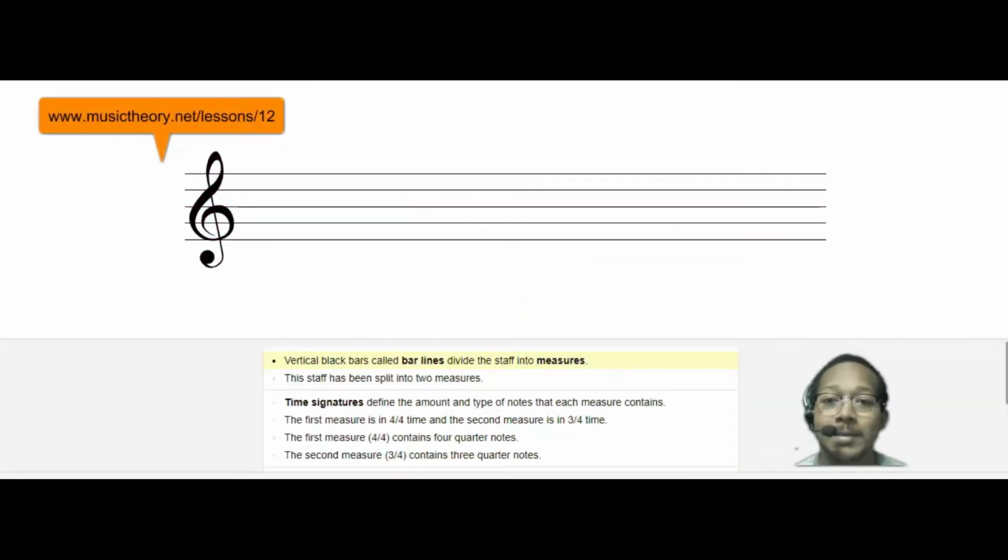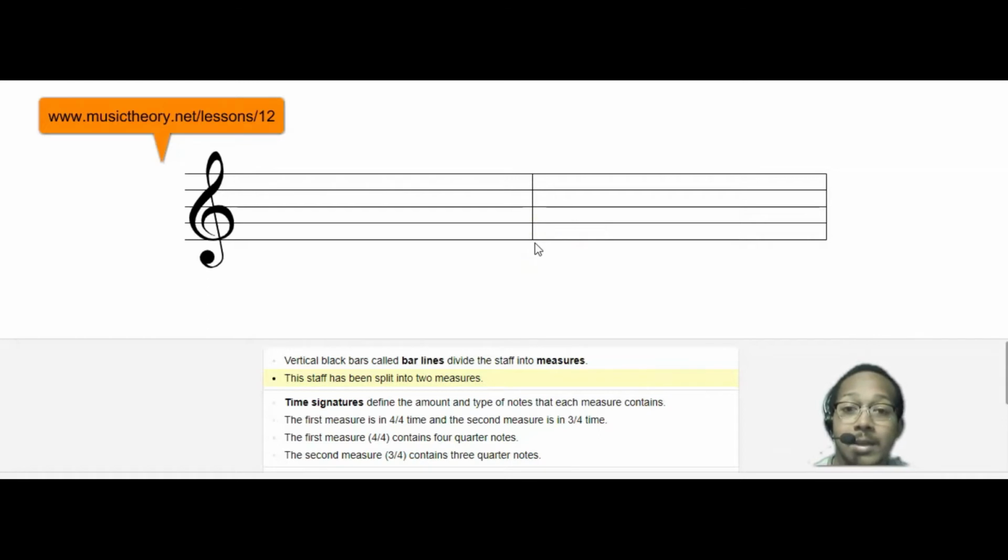Alright, it's time to talk about measures and time signatures. So, we see here at the top of our screen, here's our treble clef, here's our music staff. Before we begin, we need to remember that there are vertical up and down black bars that will divide our staff into measures. I'm going to split this one into 2 measures. Here is that bar line that divides it into measures.